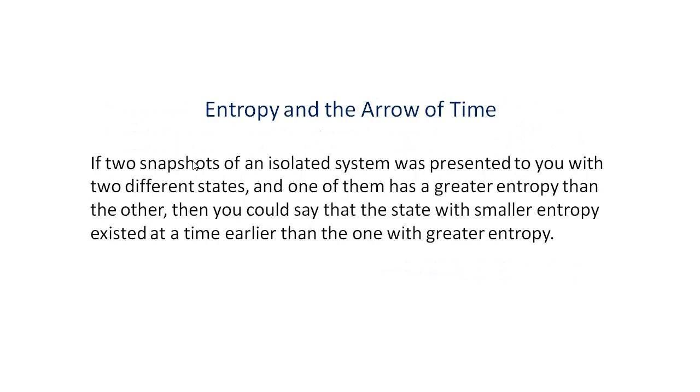The third point is that entropy is sometimes called the arrow of time. This essentially means that if two snapshots of an isolated system were presented to you with two different states, and one of them has a greater entropy than the other, then you could say that the state with the smaller entropy existed at a time earlier than the one with greater entropy. So entropy of an isolated system can be a marker of time.